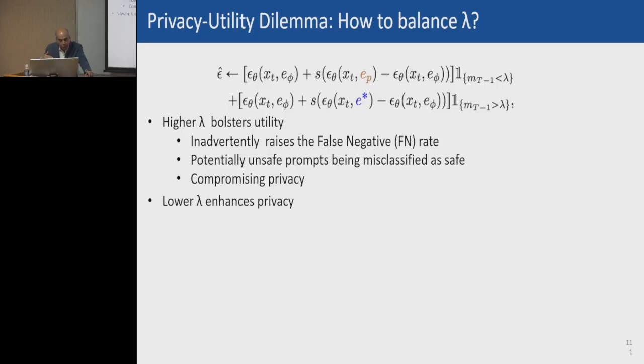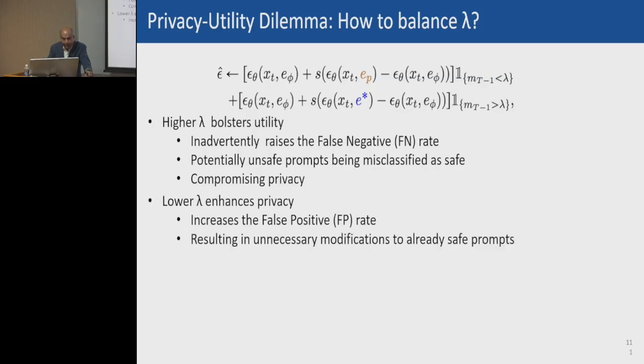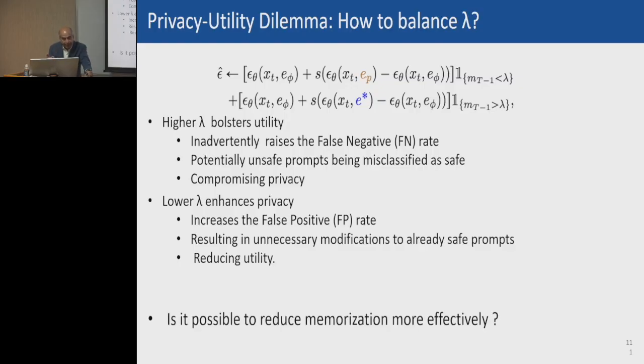Now, if we lower the lambda value, the consequence will be that it will increase the false positives, and in that case we are going to use this loss, which will unnecessarily result in modification of an already safe prompt, so that will reduce the utility. So we have this trade-off, we have to compromise, and what that should be. Okay, so the question is: is it possible to reduce the memorization more effectively? That's the question we want to ask.